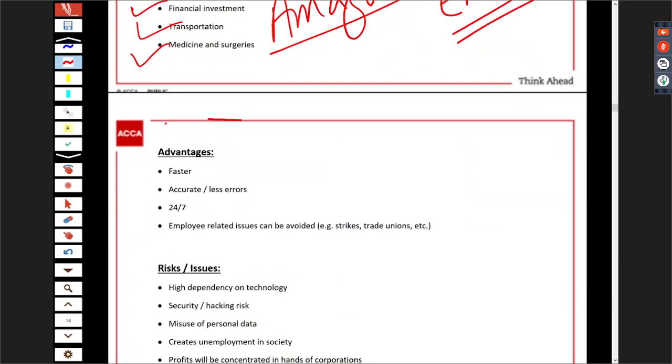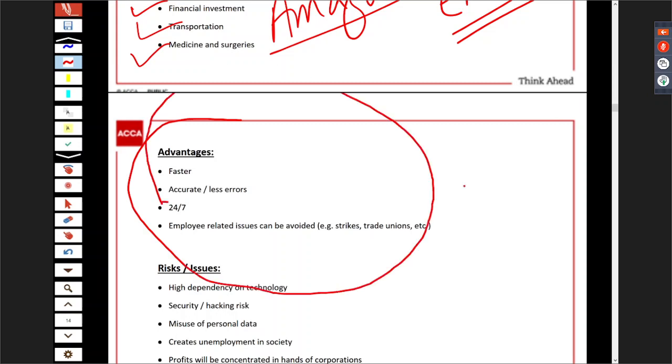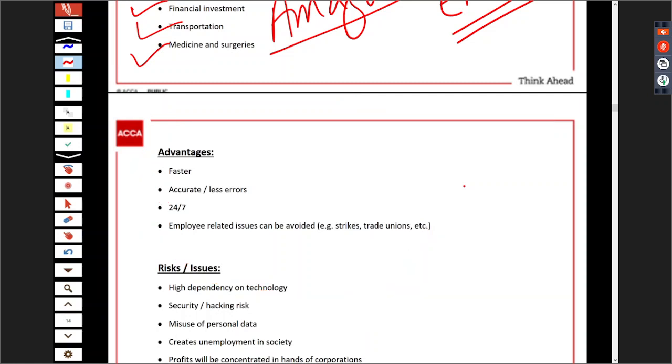What are the advantages of having AIs? Of course, it's faster, it's accurate, 24/7. Employee related issues can be avoided. So if it's a factory, the machines, the robots can work 24/7, and issues like trade unions and strikes and all these things, bye bye, it's all machines now. I don't need you anymore, get lost.